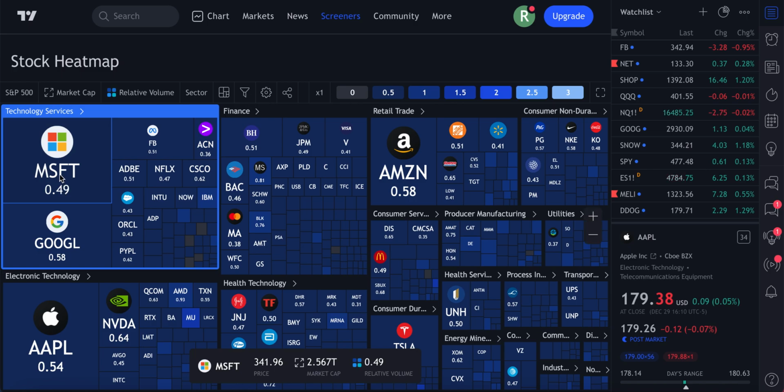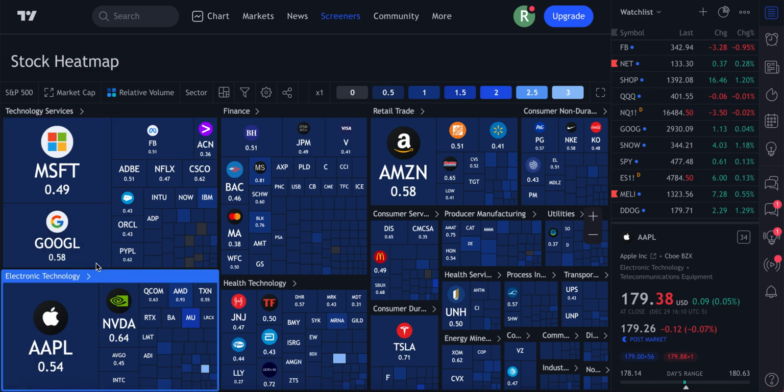So you want to see at least one or more, right? I would prefer two, three. That means there's a lot of interest, whether it's in the upside or downside. But today you can see the relative volume was 0.49 for Microsoft, Google the same, Apple really like nothing even one.